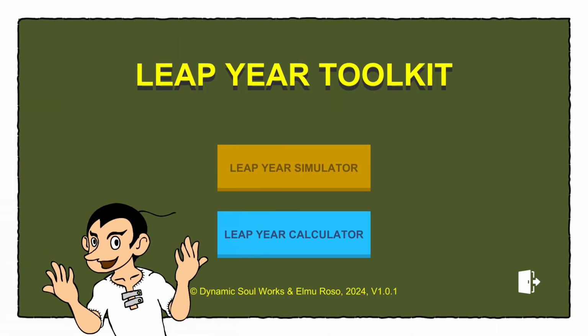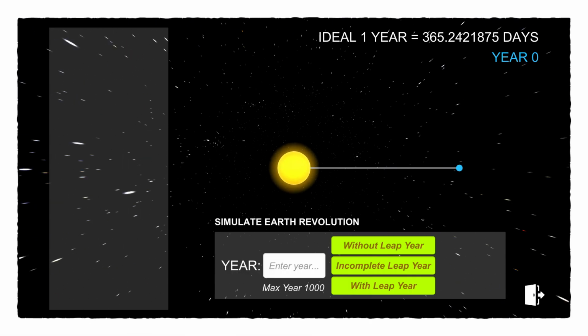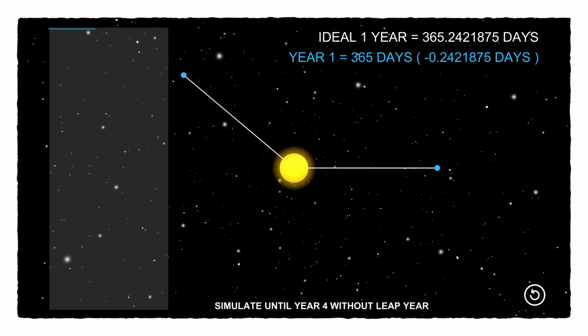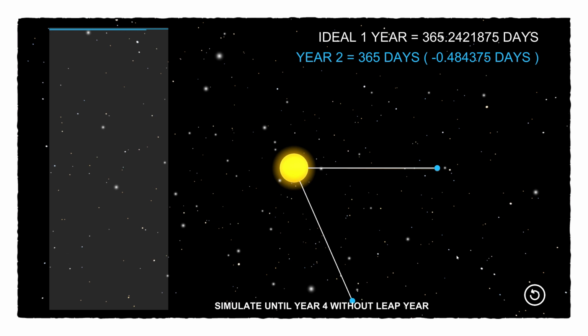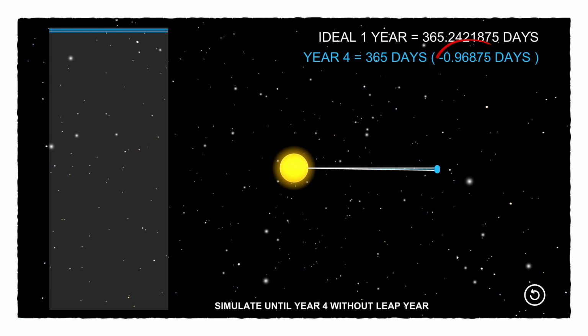Next, let's use this leap year toolkit which has been made by our team, and let's select the leap year simulator. We see there are 2 circle objects showing on the screen. The big yellow circle represents the Sun, and the small blue circle represents the Earth. Now, let's enter year 4 and simulate the Earth revolution without any leap year and run the simulation. Now we see that the Earth is revolving around the Sun from year 1 up until year 4. Observe in year 4 that the Earth has lost around 0.9 day, or almost lost 1 day.